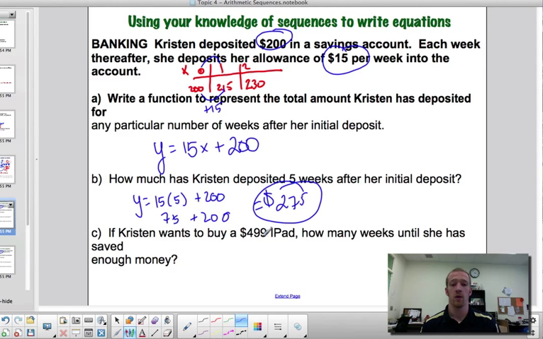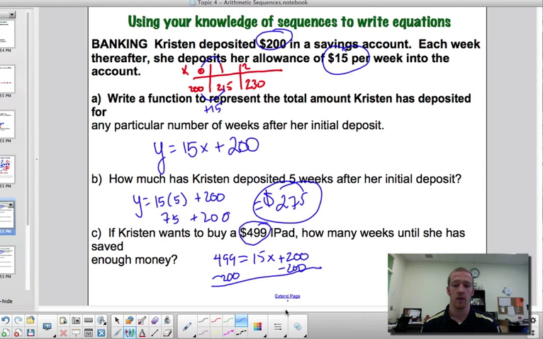Now if she wants to buy a $499 iPad, how many weeks? So in this case we know how much we want to end up with. We know what the value is worth. We want to know which term, or aka how many weeks until she obtains that. So we're going to set $499 for y equals 15 times x plus 200 and solve for that.